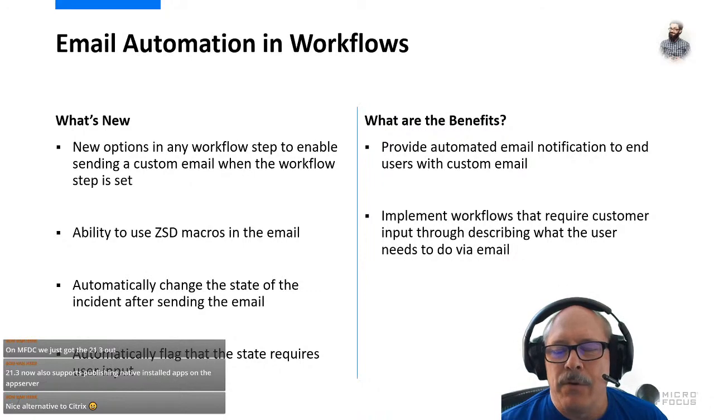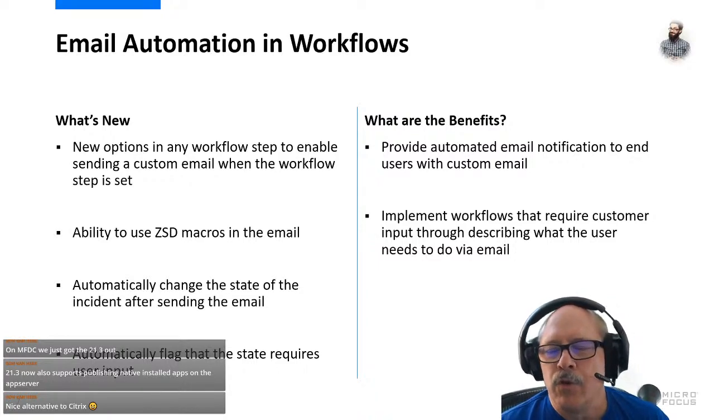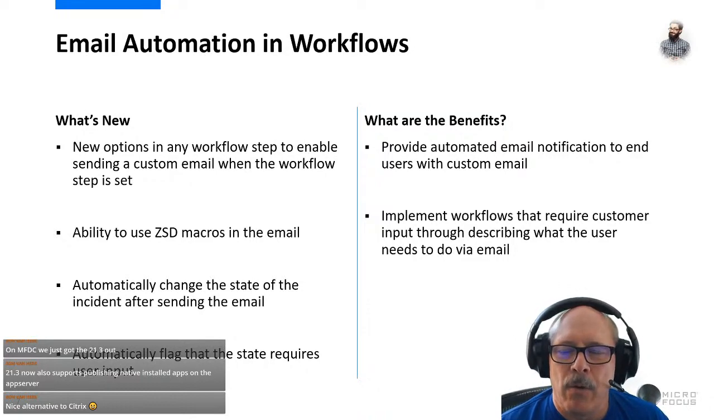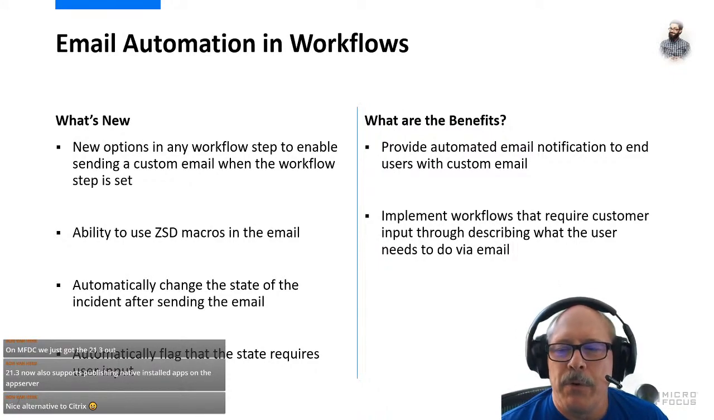And you can use macros, ZSD macros, in the email. So you can put the special item in brackets, and it'll draw in the item that you're talking about, whatever variables you're looking for. Automatically change the state of the incident after sending the email. So right in the same page, you can automatically change it, or there's a setting also now that you can change it while you're doing a note, and we're getting to that next. Automatically flag that the state requires user input.